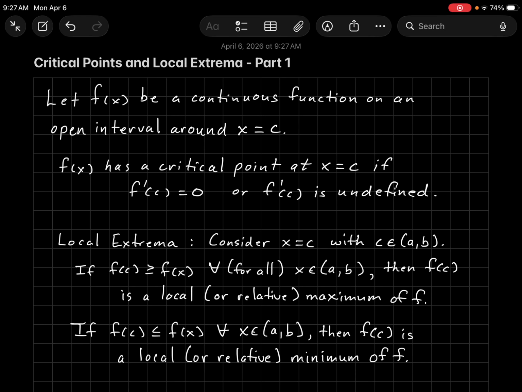Critical Points and Local Extrema, Part 1. In this video, we are going to do a number of definitions and some conceptual work. So, if you like to take notes, get ready to write a little bit.